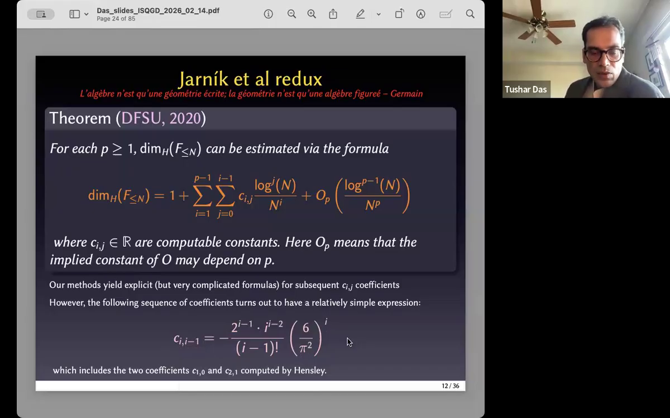And what's interesting is all the other coefficients, we haven't done this, but if you're interested in numerics, everything is numerically computable to arbitrary precision. But there's no simple closed formulas that we could find for the other C_{ij}s.